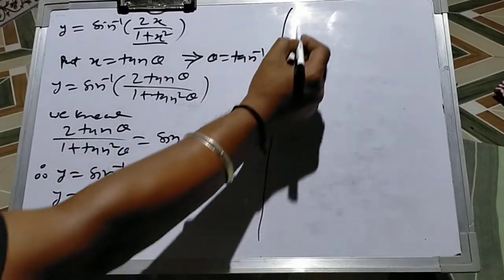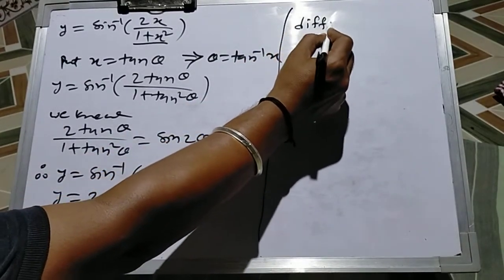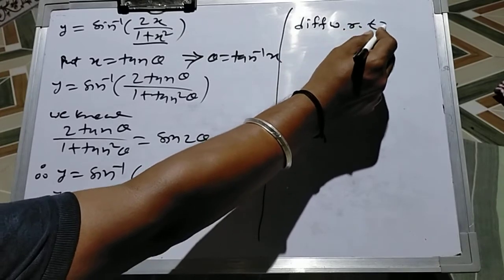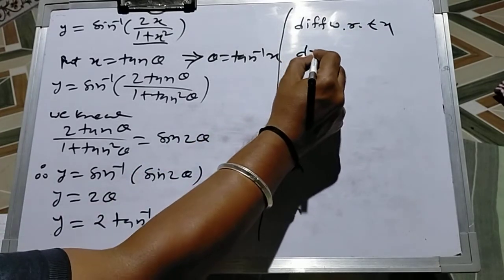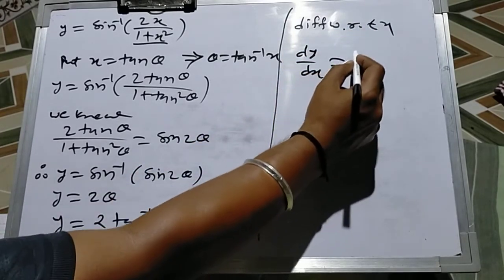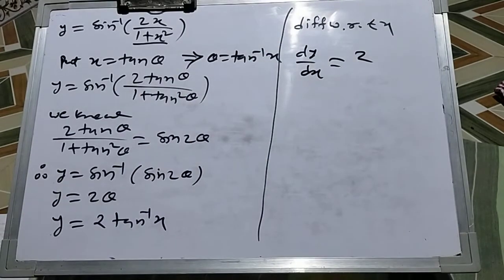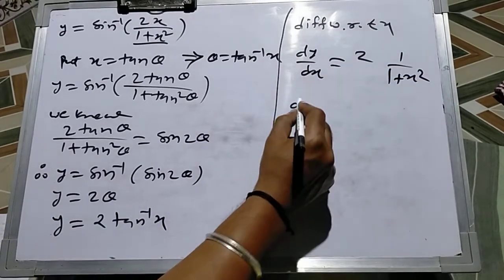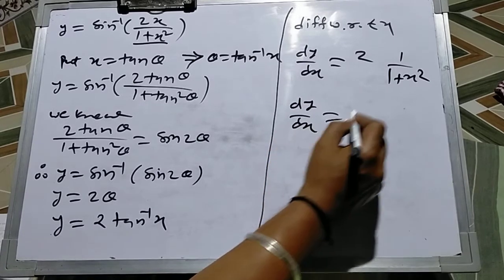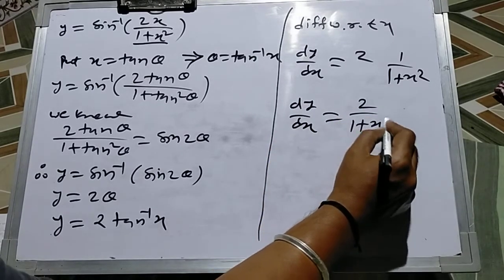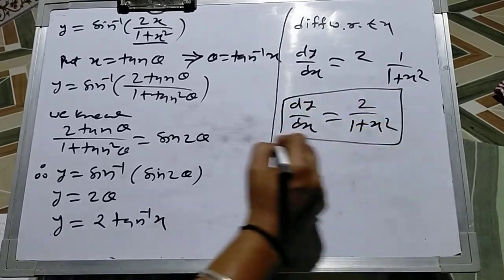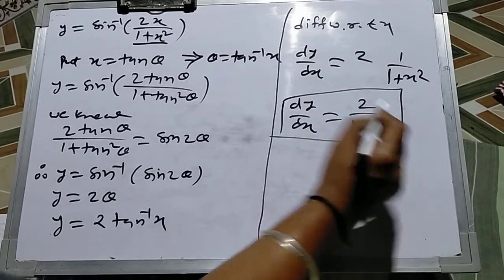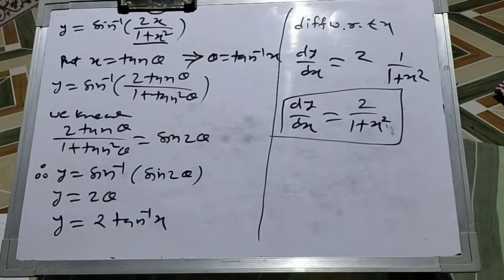Differentiate with respect to x. So here dy by dx is equal to 2 times the derivative of tan inverse of x, which is 1 divided by 1 plus x square. So the derivative is equal to 2 divided by 1 plus x square. So this is the required derivative.